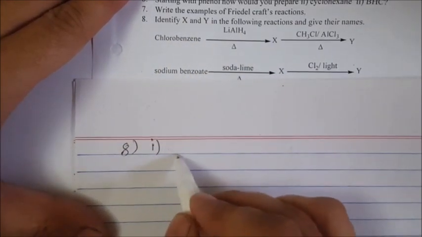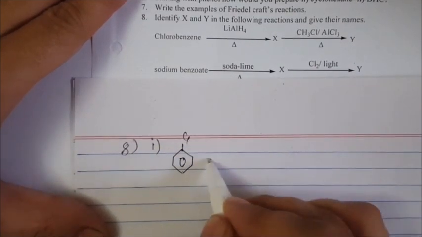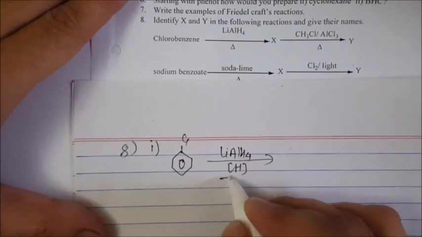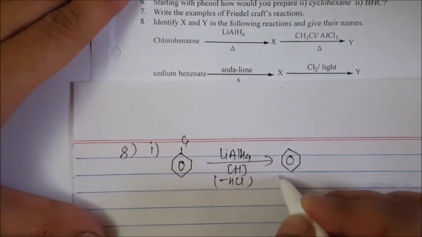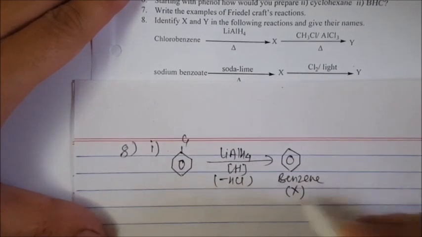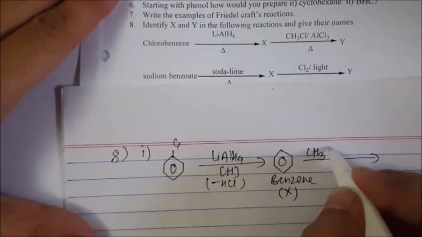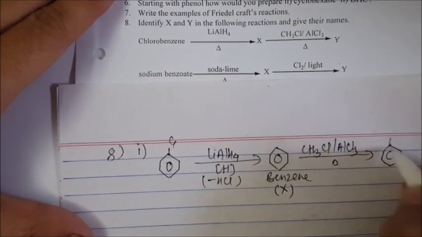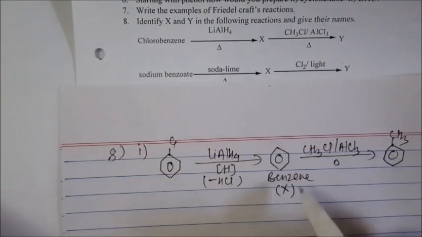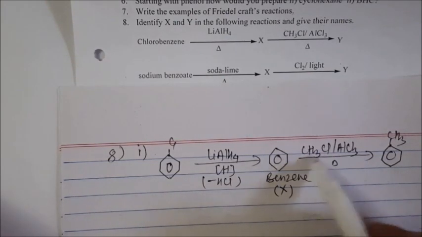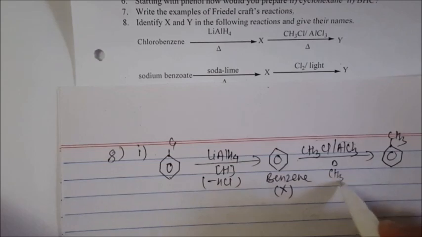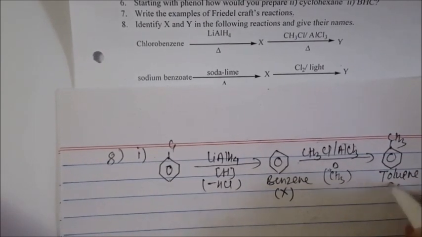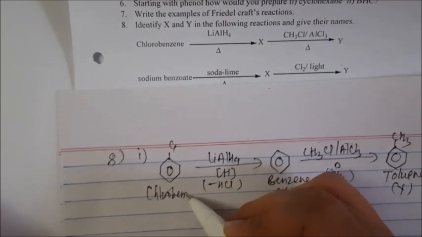So the answer to the first question, 8.1, is the structure of chlorobenzene, this one, and LiAlH4 acts as a reducing agent which reduces it, and HCl is released from here, thereby forming benzene. So benzene is our product X, and when it is treated with CH3Cl and AlCl3, then Y is produced, that is toluene. Over here we can see this is benzene to toluene, meaning this CH3Cl and AlCl3 pair results in the formation of a methyl carbocation, and this is the Friedel-Crafts alkylation reaction. So the formation of toluene is the product Y, and this starting compound is chlorobenzene.